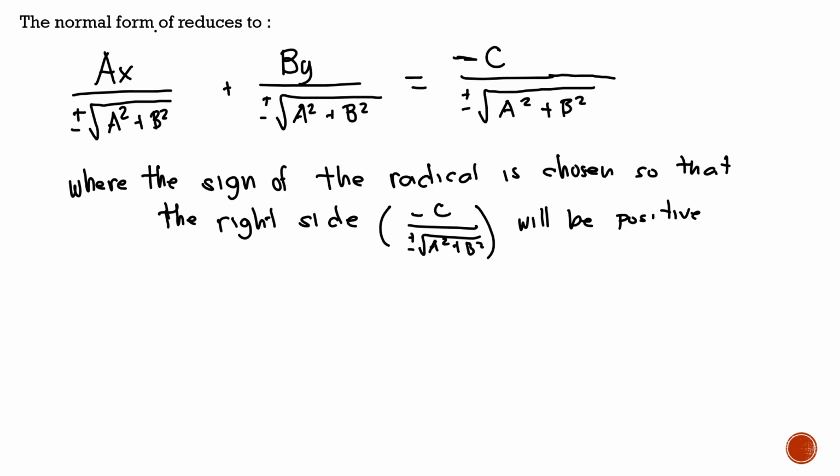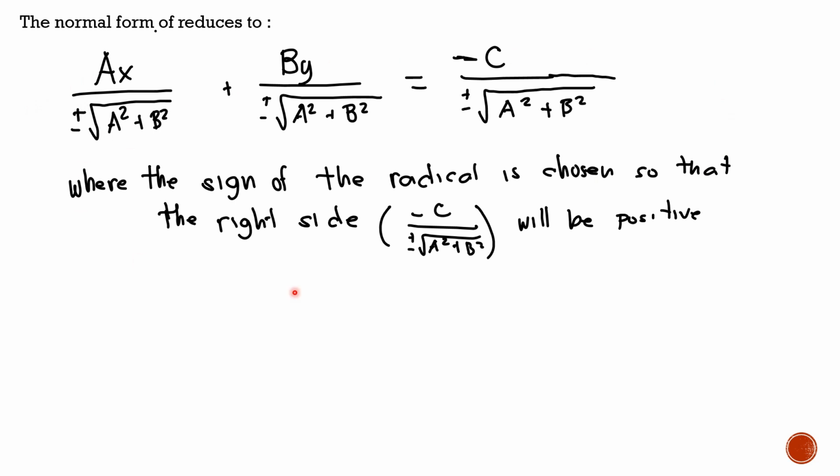If we go on with the derivation, the normal form reduces to ax over plus or minus the square root of a squared plus b squared plus by all over plus or minus the square root of a squared plus b squared is equal to negative c all over plus or minus the square root of a squared plus b squared, wherein the sign of the radical is chosen so that the right side, negative c all over plus or minus the square root of a squared plus b squared will be positive.